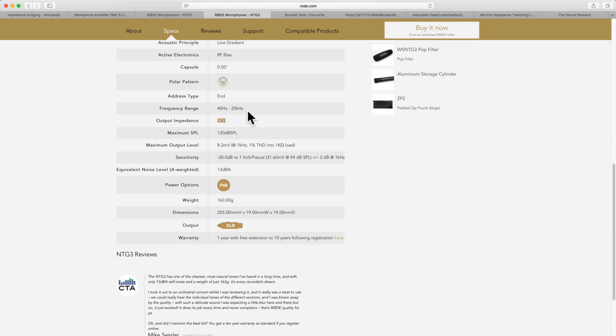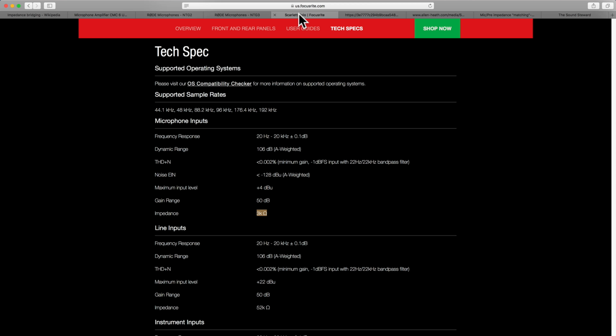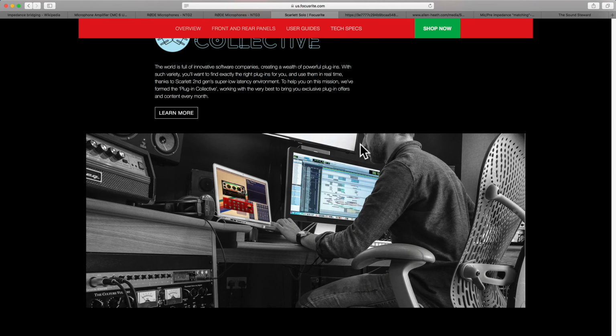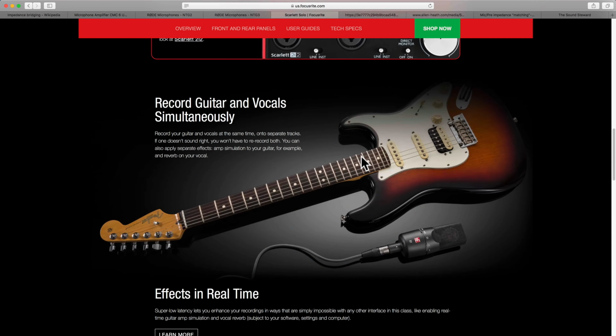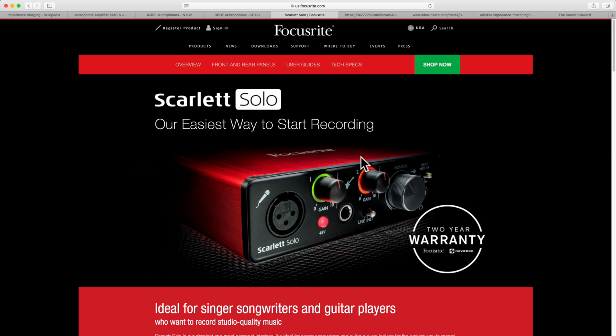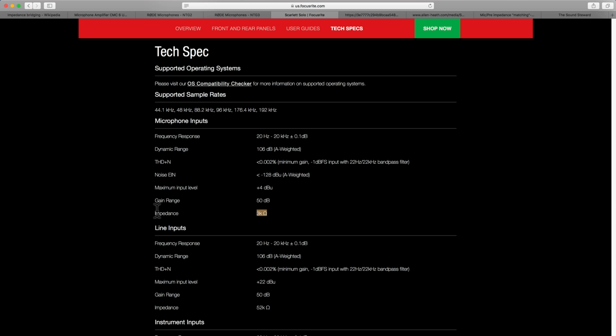Here's the Rode NTG3, a more expensive, more professional grade microphone, output impedance 25 ohms. Let's look over here at inputs or preamplifiers, audio interfaces, mixers, things of that nature. So I'm going to drop down here to the tech specs. You can see here its load impedance or input impedance is 3,000 ohms. So that would work great even with the Rode NTG2.